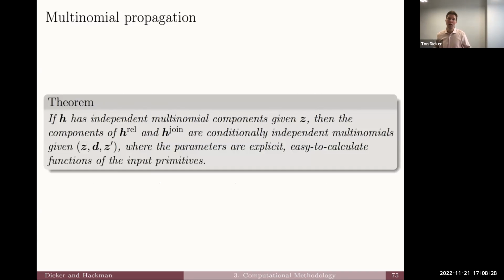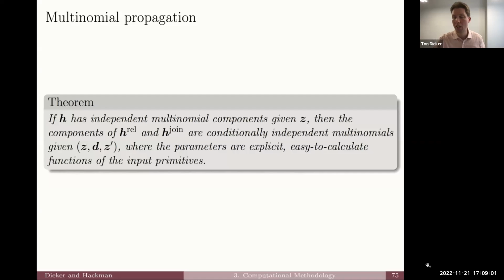And we do this by something which we call multinomial propagation. It says, instead of starting from fixed Z and H, let's start from fixed Z and multinomial H. Then it turns out that as you go through the 5 steps of the sampling experiment, the multinomial property in some sense gets preserved. Although the parameters change, you can easily express the parameters in terms of the primitives.